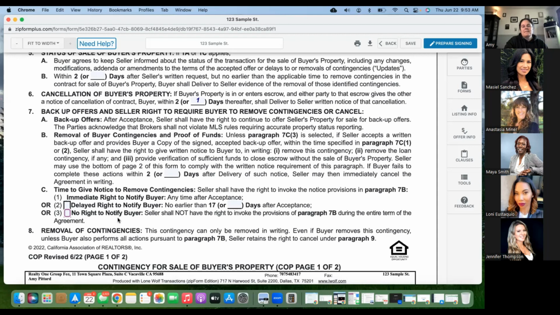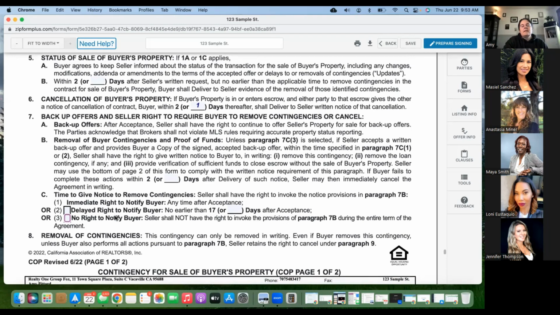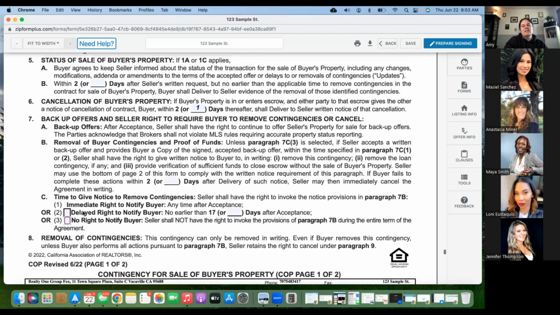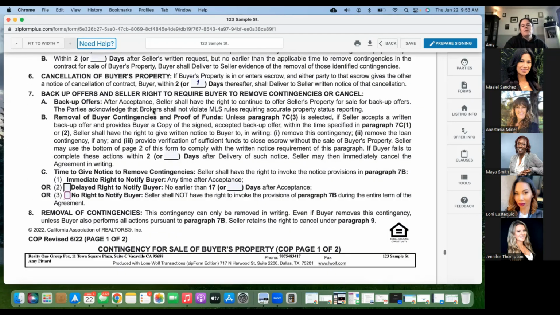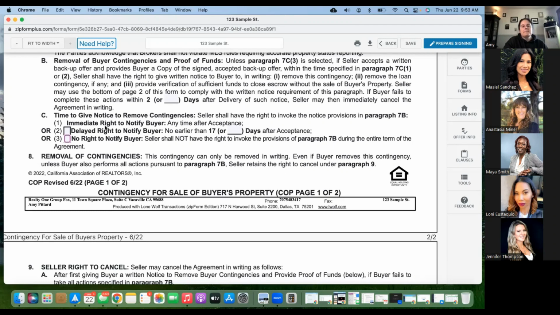So if you were the seller and you're countering the delayed box number 3, the no right to notify, would you counter them with number 2 then? And then just put the 17 days so they at least have time to basically be under contract? Yeah. Oftentimes I will counter with a delayed right to notify buyer, and usually regardless of what they say up here for how many days it's going to take them to get their property in escrow, I usually put about a 14-day time period on there. So I usually counter delayed right with 14 days.